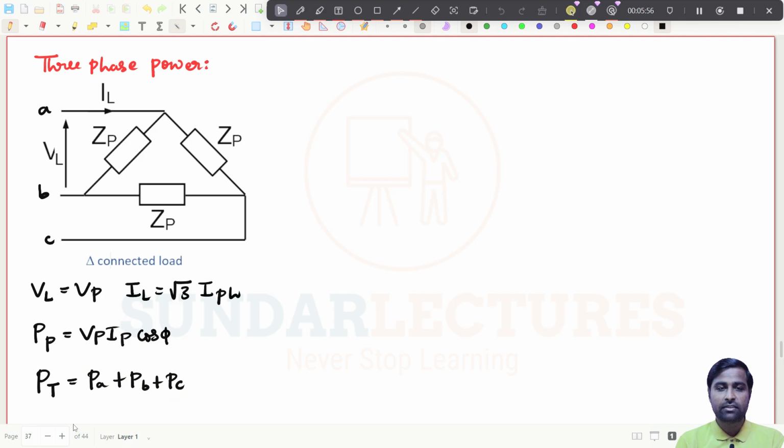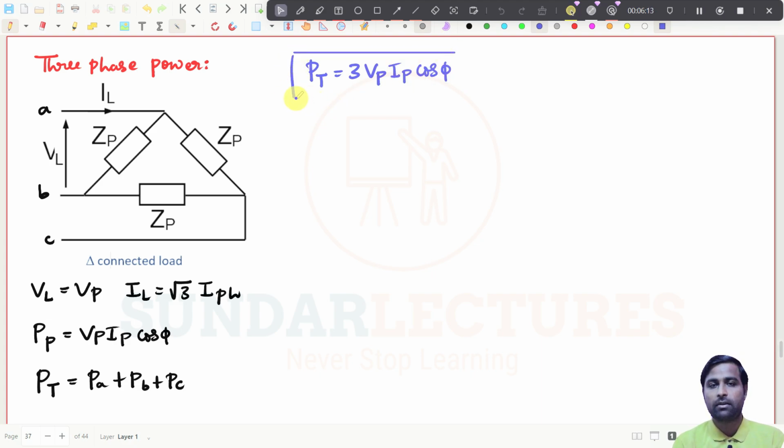If you add these three, then obviously what you will get as PT will be equal to 3 times V phase, I phase, and then cos phi. This is the power, the total power, right? If you are writing it with the per phase values, this is the total power.